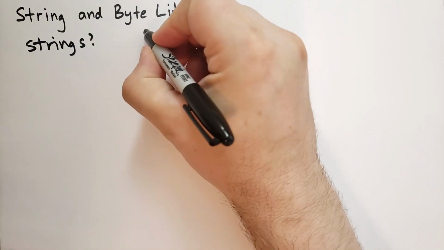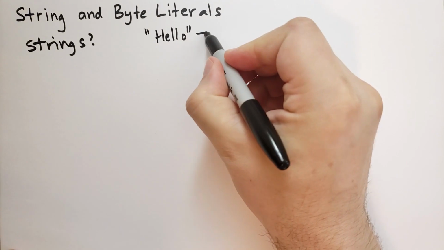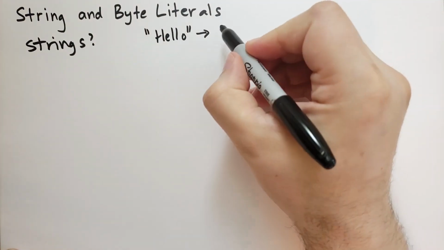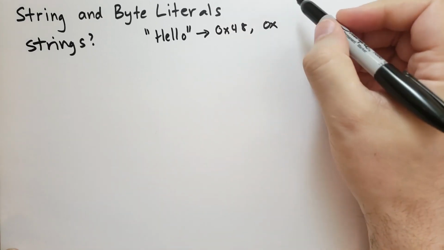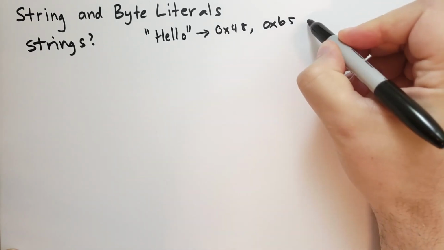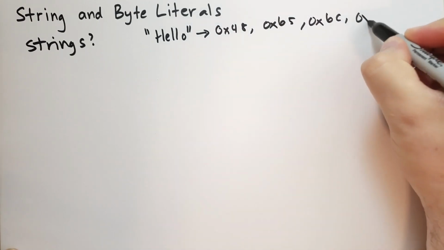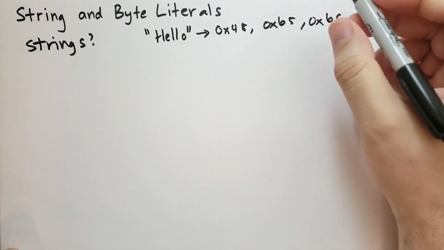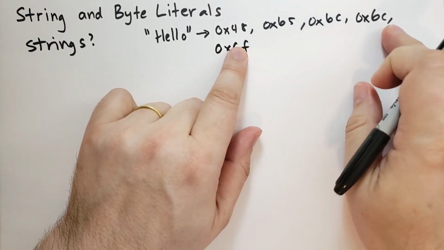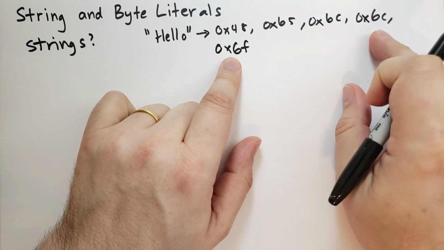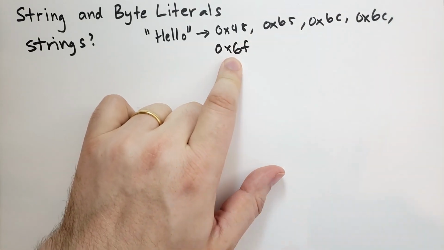For instance, the string hello in Python is the string of numbers 0x48, 0x65, 0x6c, 0x6c, and then 0x6f. Each of these numbers represents a different letter in the Latin alphabet. If you go to the Unicode website, you can look them up and learn all about the letters.